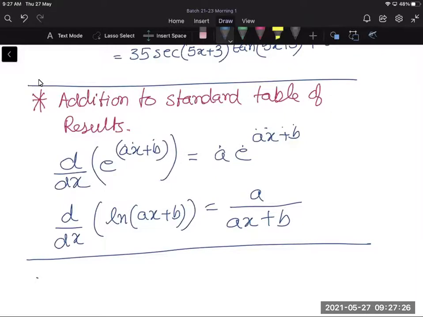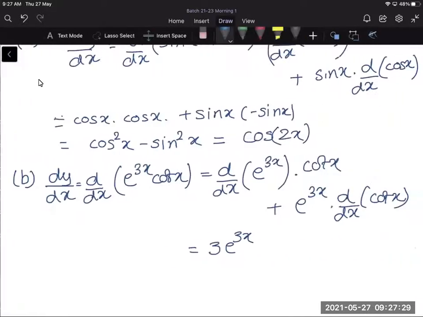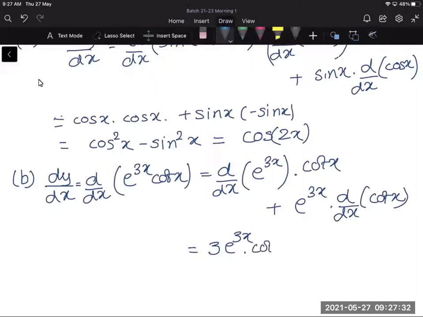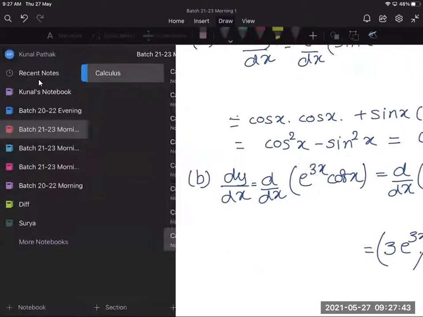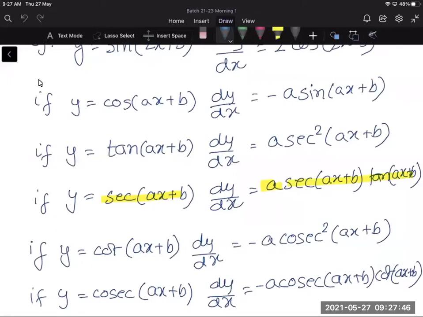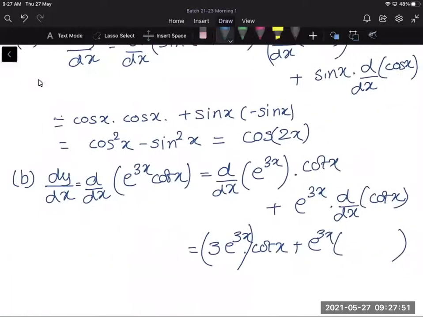Okay? And I can simply use this formula, that's it, into cot x plus e raised to the power 3x into d by dx of cot x, which I have absolutely no idea. I think I've written here minus cosec square x. Right? Please notice that I don't remember what is d by dx of cot x, nor do I want to remember. I can always go back to the table and look it up. That is not important.